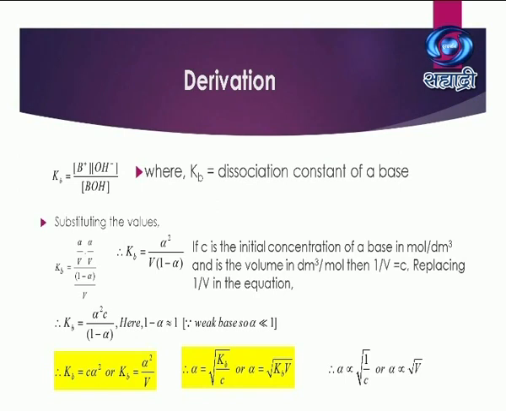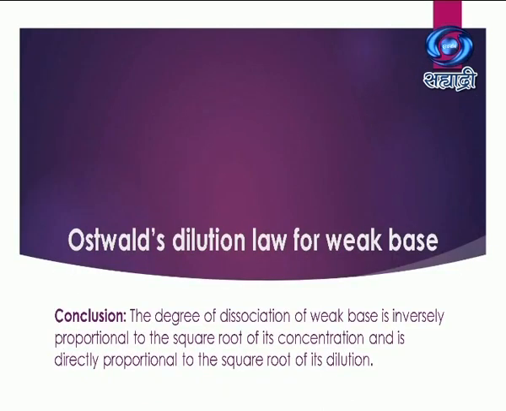Now since it is a weak base, alpha is very less than 1. So the denominator is approximated to 1 and the expression becomes Kb is equal to C alpha square, or Kb is equal to alpha square upon V. In terms of alpha, alpha is equal to under root Kb upon C, or alpha is equal to under root Kb into V. Therefore, alpha is proportional to square root of 1 upon C, or alpha is proportional to square root of V. And so the conclusion is the same.